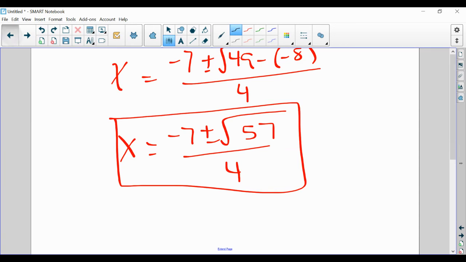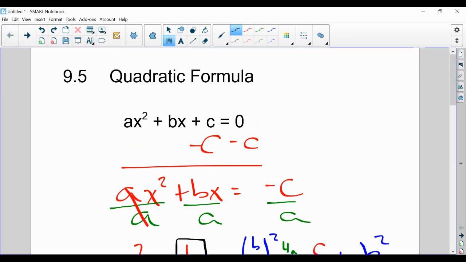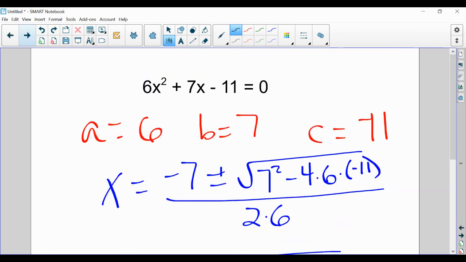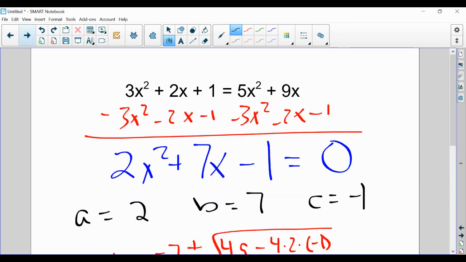Okay, so we saw where the quadratic formula comes from completing the square. We used it in a very straightforward example, and we used it in an example where we had to move things around, but eventually we turned it into a problem that we know how to solve.